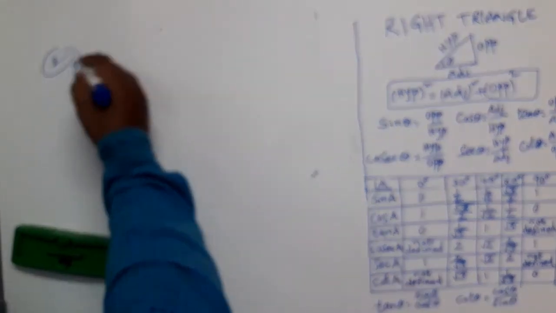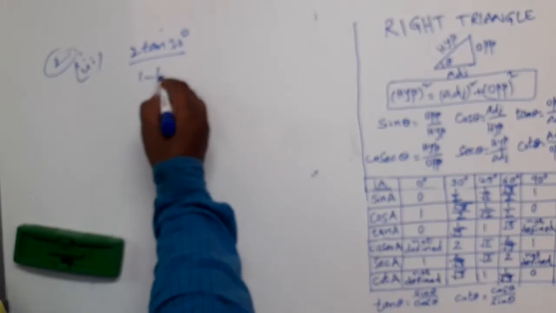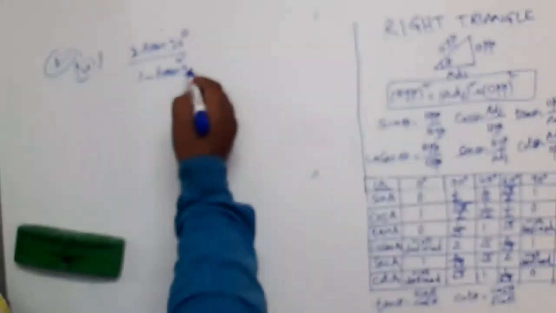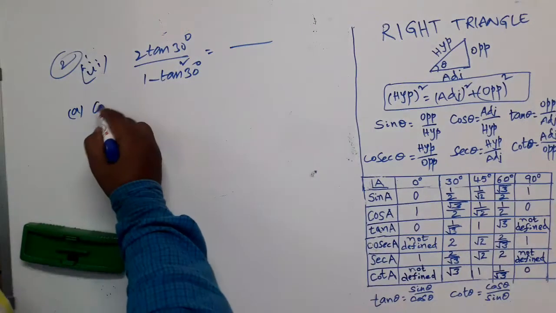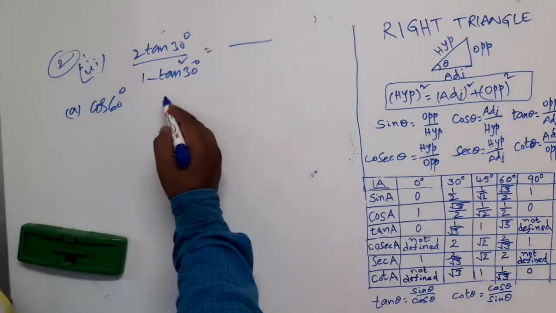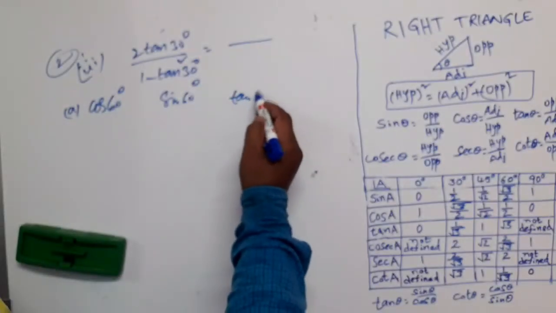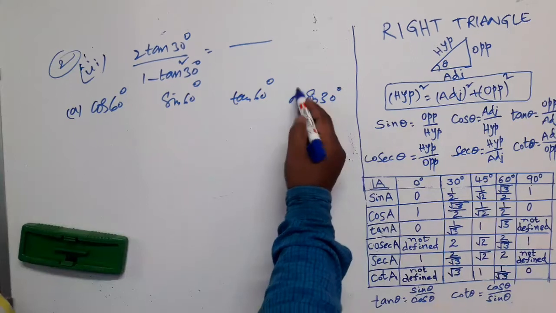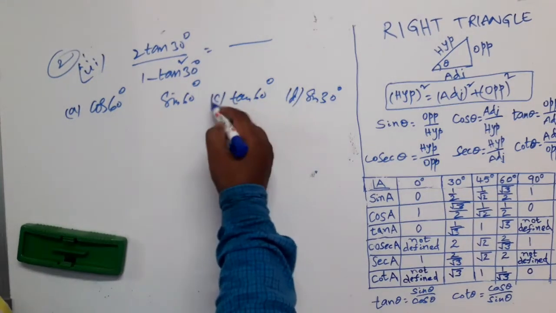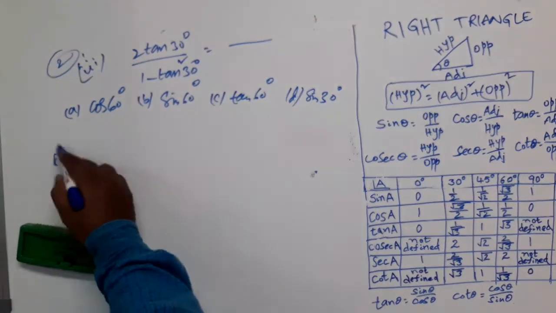What is the third part of this? 2 tan 30 degrees divided by 1 minus tan square 30 degrees is dash. Options are given, of course: cos 60 degrees, sin 60 degrees, tan 60 degrees, sin 30 degrees. You are supposed to decide which option is correct. Yes. Let us simplify the given expression.